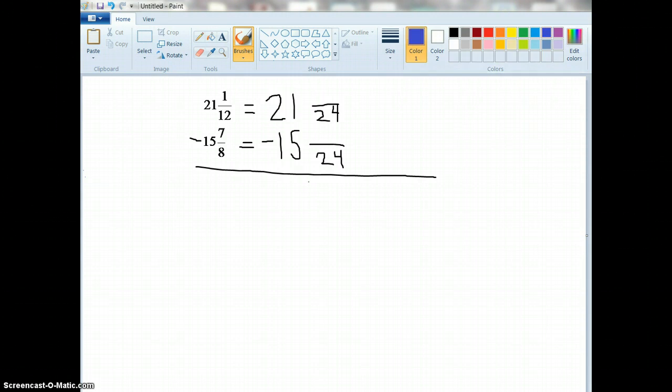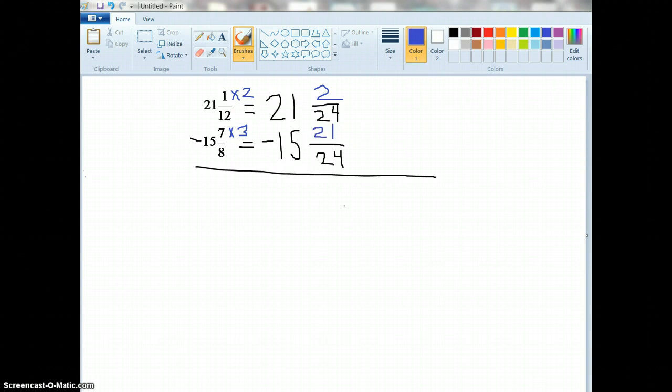The next step, find each missing numerator. For the first fraction, ask yourself, how many times could 12 go into 24? Yes, that will go 2 times. So multiply 1 times 2 to give us 2. Same thing with the second pair of denominators. How many times could 8 go into 24? Right, that will go 3 times. Multiply 7 times 3 to give us 21.